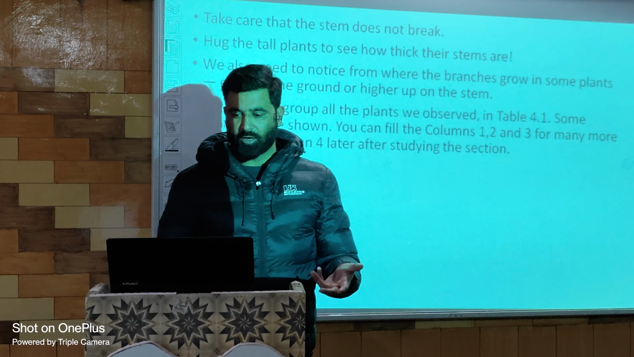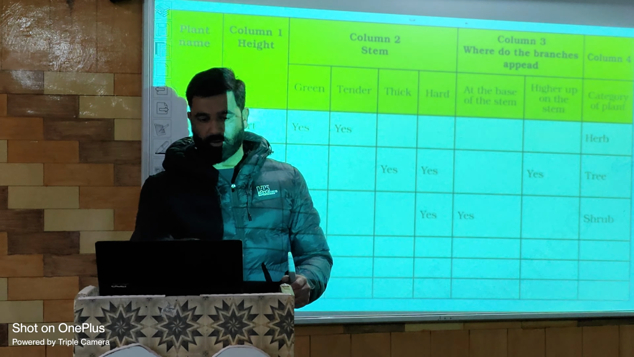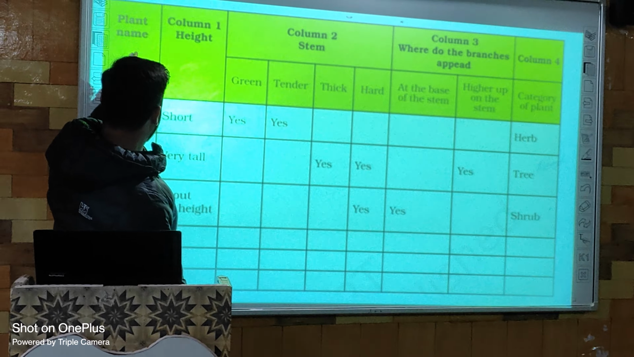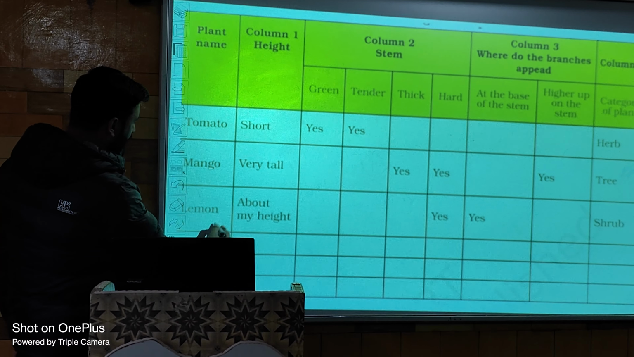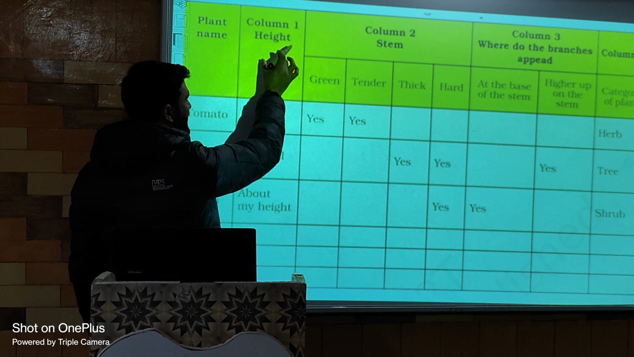We will now group all these plants into this table. There is a table. We write here the plant name. There are three types of plants, that is tomato, mango, and the lemon. And in columns, first, we write height.